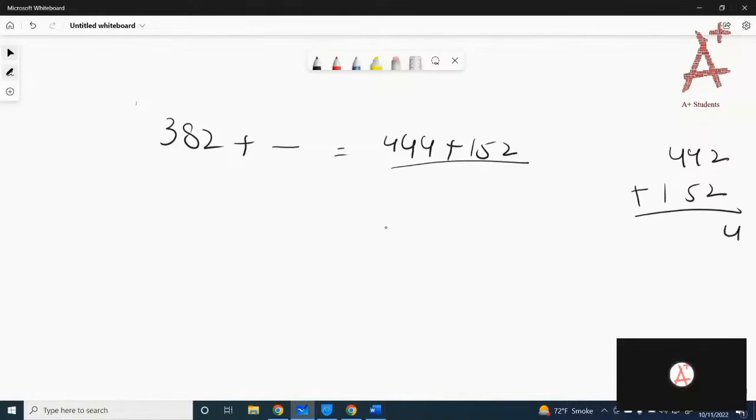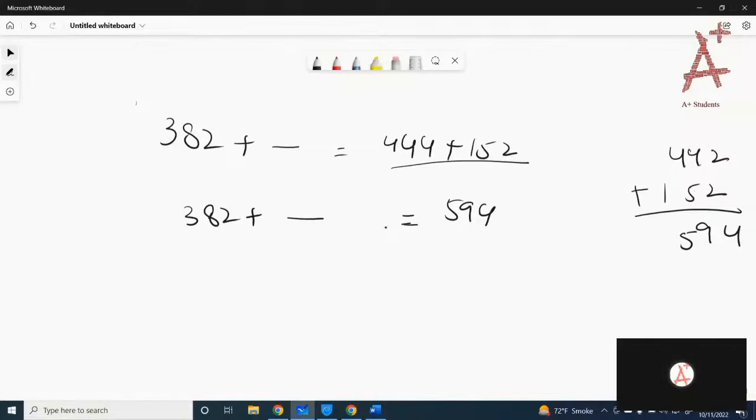2 plus 2 is 4, 5 plus 4 is 9, and 4 plus 1 is 5. So it would be 594 at this side. Here you have 382 plus the missing number. Got it? So that's the same thing.